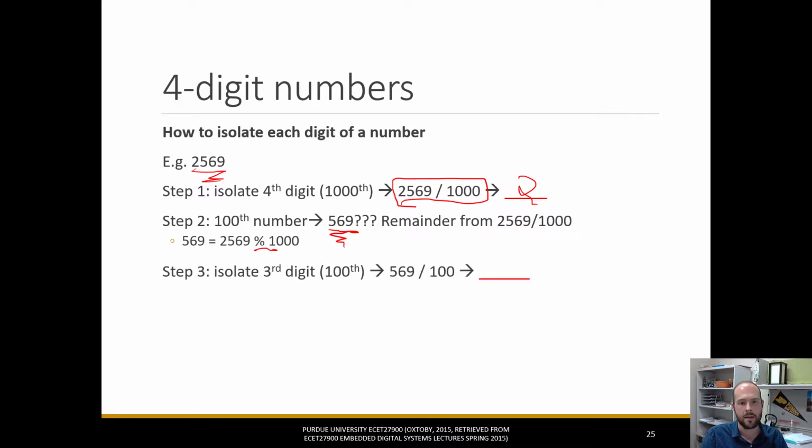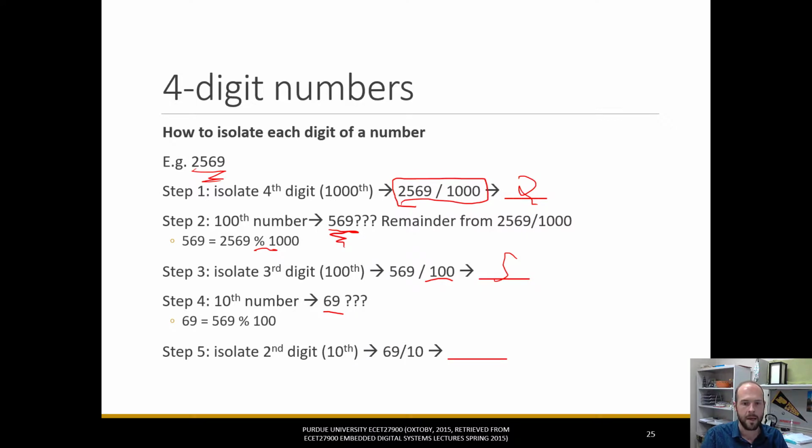Alright, and then we can isolate the 3rd digit by dividing by the next lower weight. So that would get us our 5. And then a modulus gets us the 69. So how do we get just 6? Again, divided by 10 gives us just the 6. And then you can modulus to get just the 9. So you now have 2, 5, 6, and 9 all as separate digits just by dividing and then doing modulus, then divide, then do modulus, and keeping track of the number in a variable.